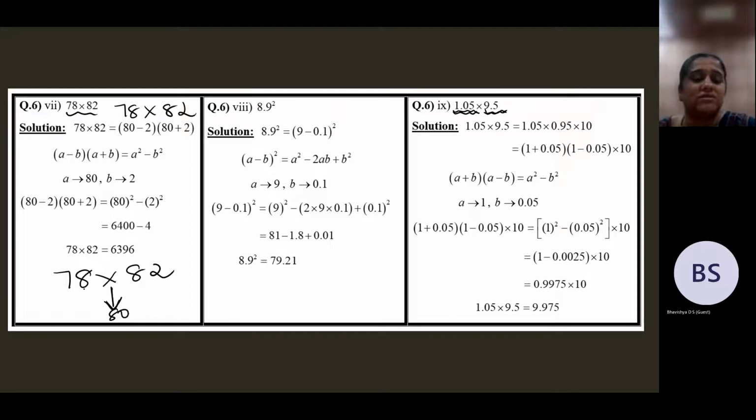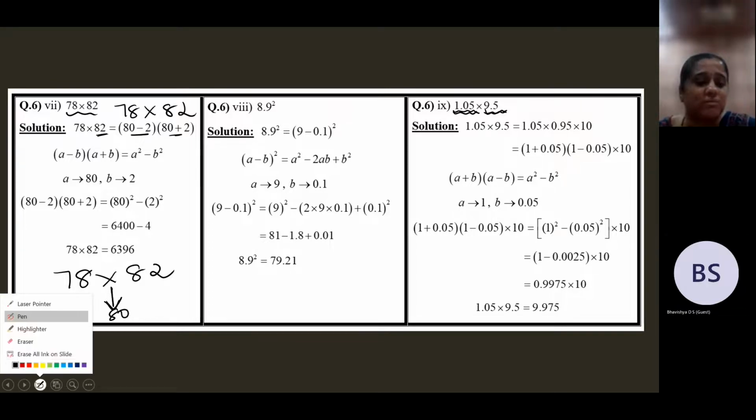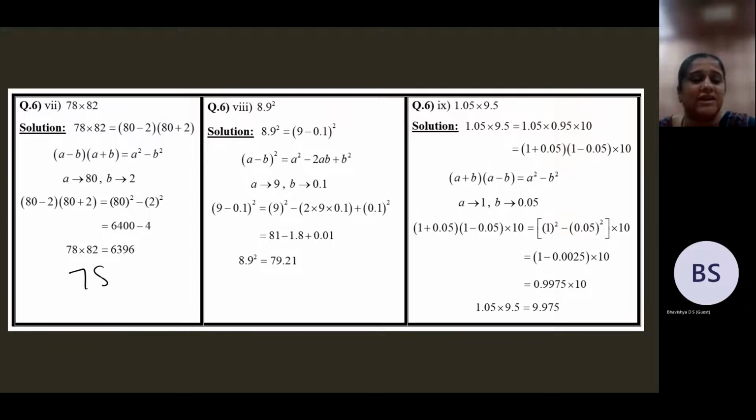So how do you write 78? 80 minus 2. And what about 82? 80 plus 2. So we write the two numbers using the number in the middle. 78 can be written as 80 minus 2 and 82 can be written as 80 plus 2, using the same number 80.